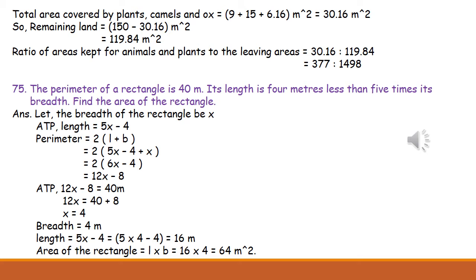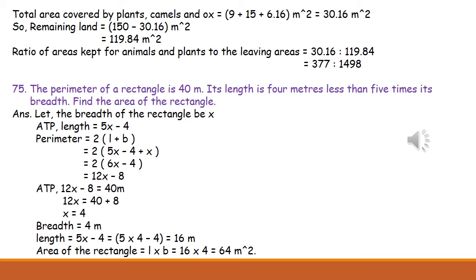So, 30.16 is to 119.84. So, that is equal to, if we reduce it, then it will be 377 is to 1498. So this reduction we can do, first we have to convert the decimal. After decimal there are two places. We can multiply both the numerator and denominator with 100 and then we can reduce it. And if any doubt is there in this calculation, we will discuss it in the Microsoft Teams class.